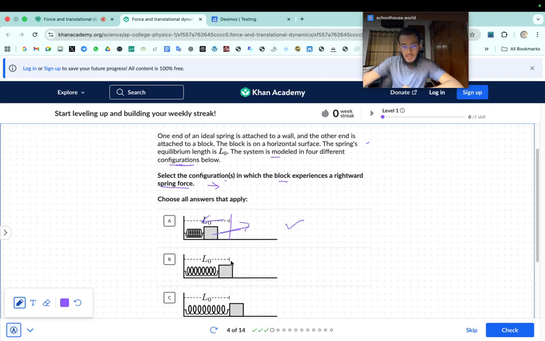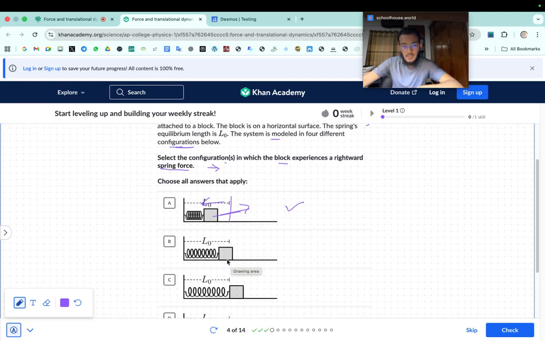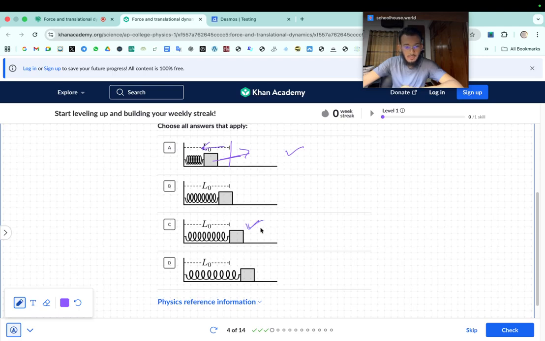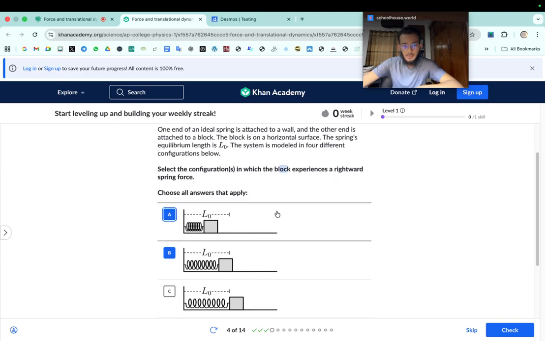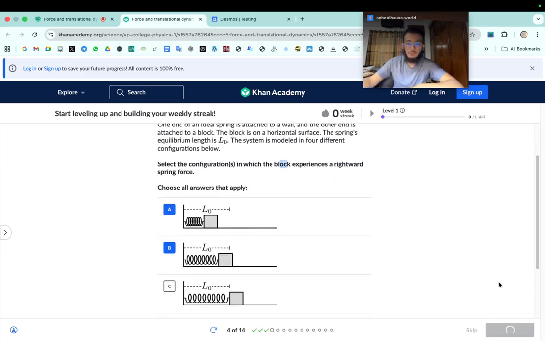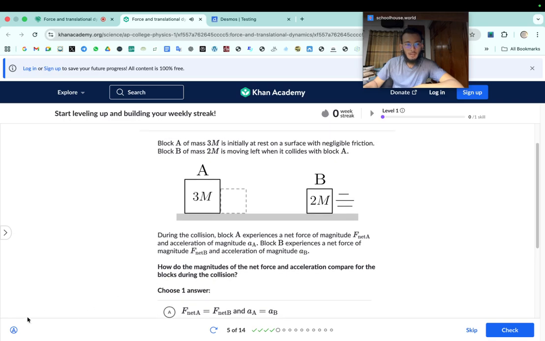This is correct. And as for this one, the spring's equilibrium length is L0, and this is equilibrium, so it won't give any force at all. This one gives a force because you're pushing. The block should be there, but instead you pushed, so it would repel back and give you a rightward force. But this one will give you a leftward force because you pulled it. So our answer matches A and B. In this case, the block would experience a rightward spring force. There we go. All right.